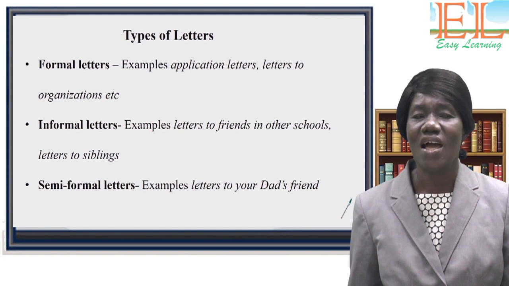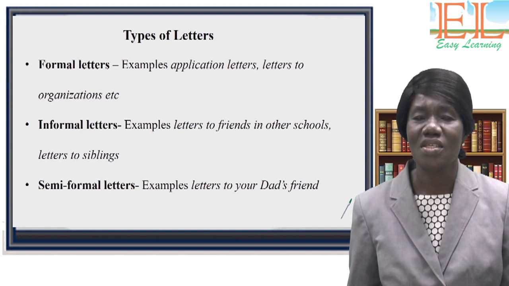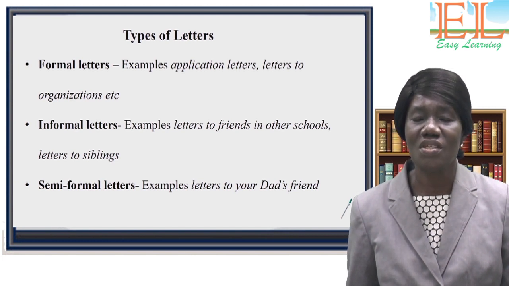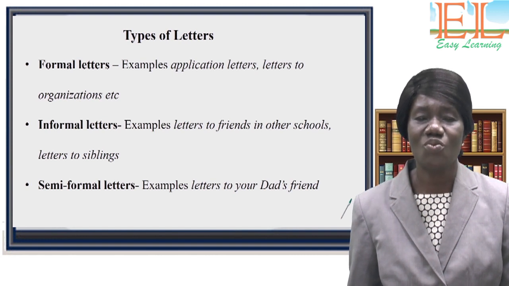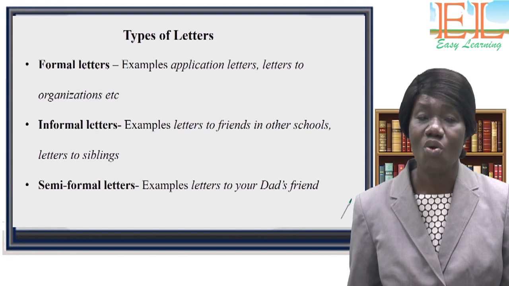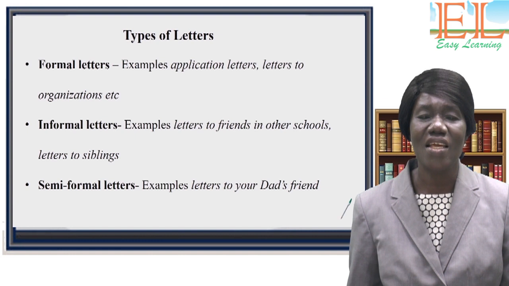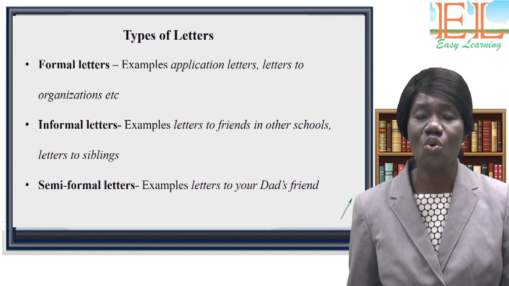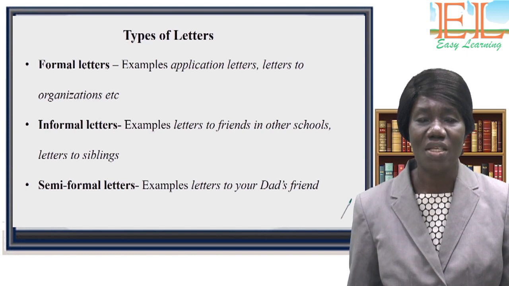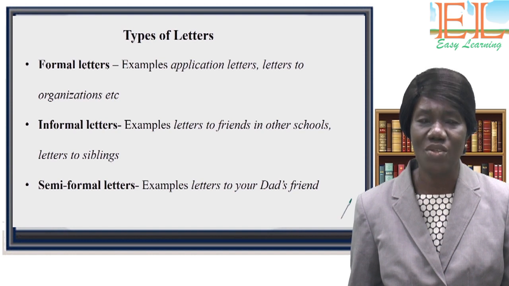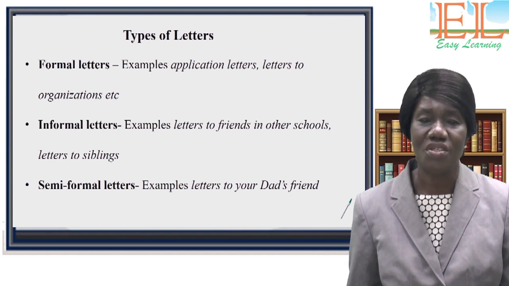Informal letters are letters to friends in other schools and our relatives who are so close to us. For that one, you can use pleasantries. You can also use contracted form or a few jargons. But then semi-formal letters are letters you can write to adult friends or a relative who is not so close to us. And that one, you have to know the tone of the letter. It should be in a polite tone. So you can use some sort of pleasantries.